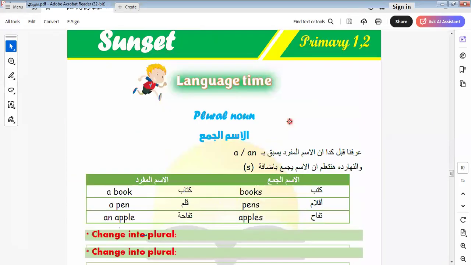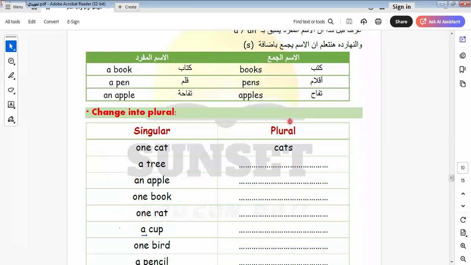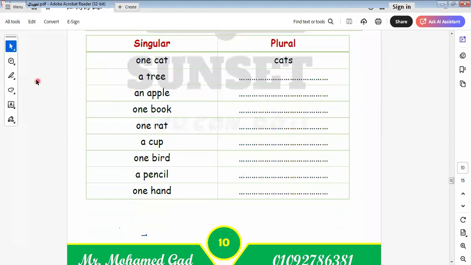Okay. Here we have the plural nouns. I think we explained this before. Here is tree. The plural of tree will be trees. Here is apples. I answer some of them and we leave the rest to do by yourself as homework. Here is books. More than one, we must add s to the noun.